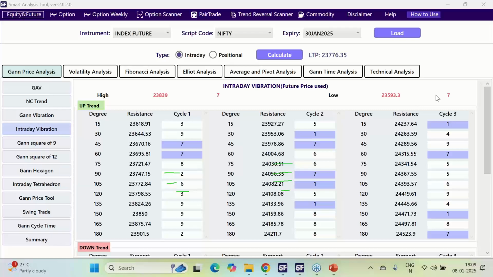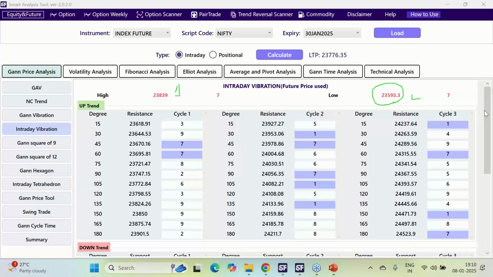Both correspond to one vibration number, 7. You can get how that vibration number is calculated. Once this high was made, only after that this low was made. This high was not made today after the low. This low was made today in the market after this high. So the high came first, then only the low followed on. So that is what happened.